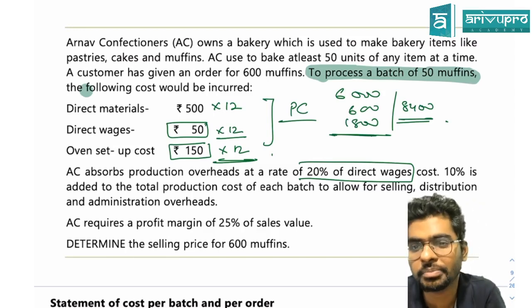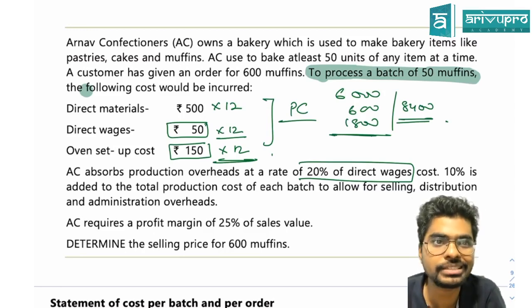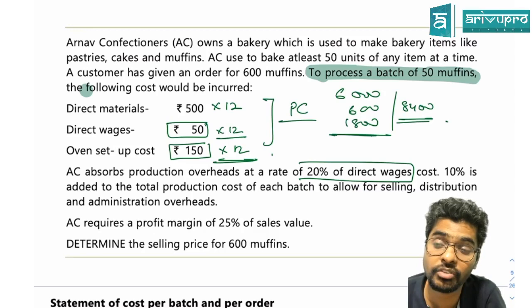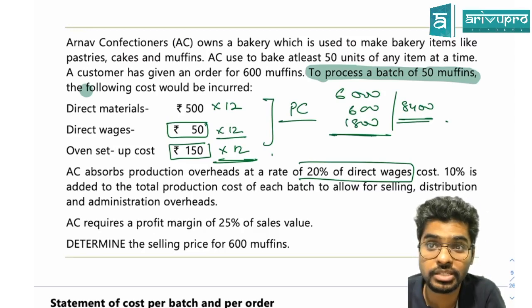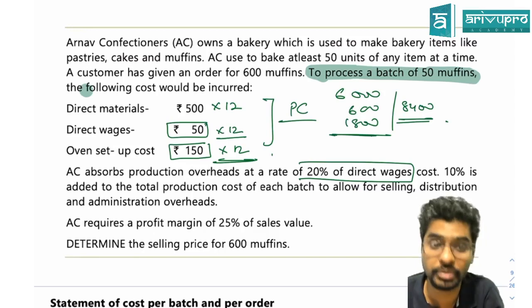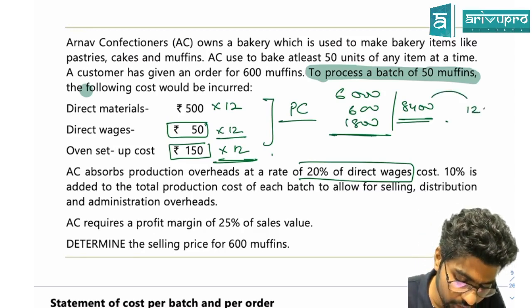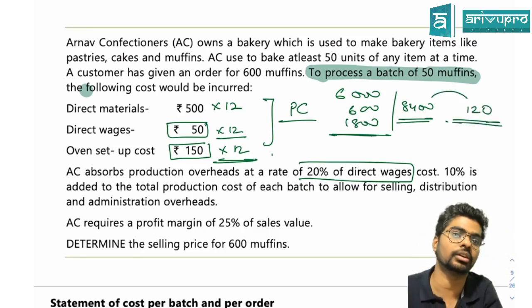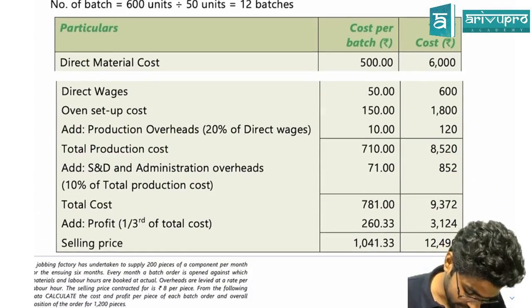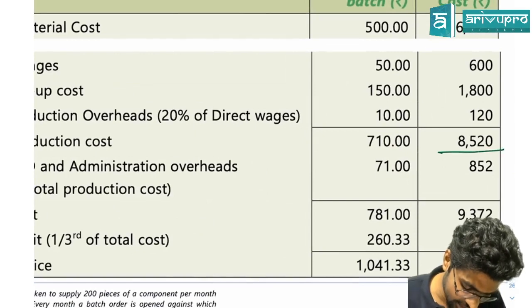Whenever they say 20% of direct wages, in this case they did not give me machine hours or labor hours. They said it's going to be directly 20% of your wage cost. My wage cost is 600. 600 ka 20% will become 120. Whoever got it right, super. So, what is my factory cost? My factory or the production cost is 8520.